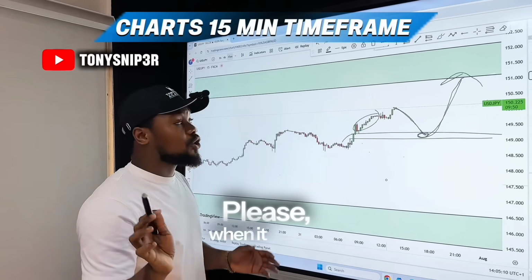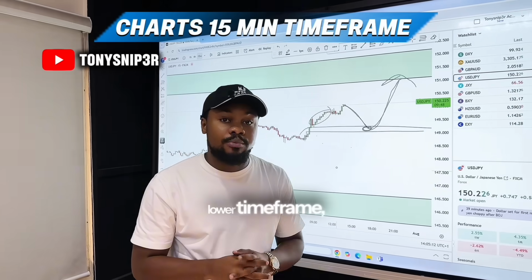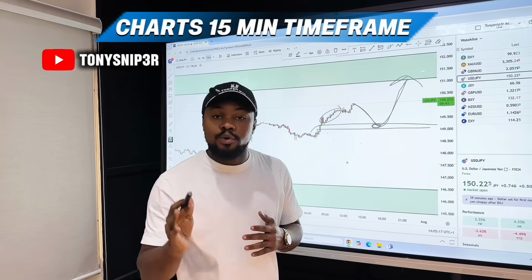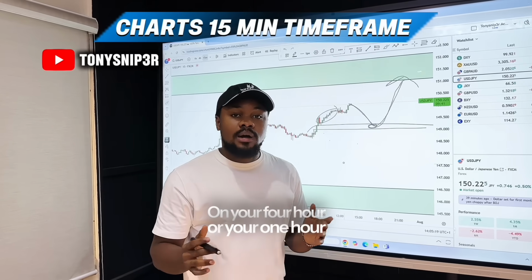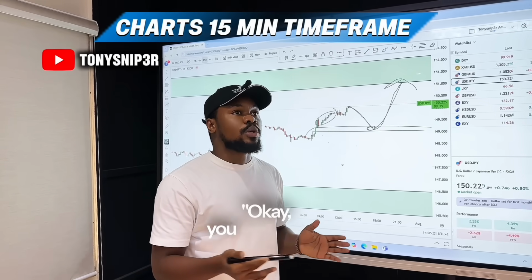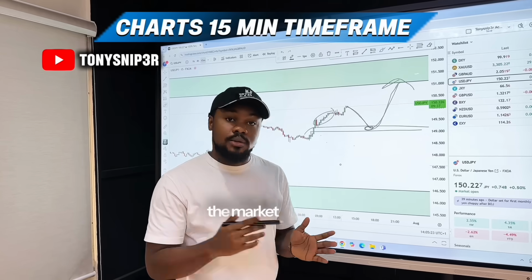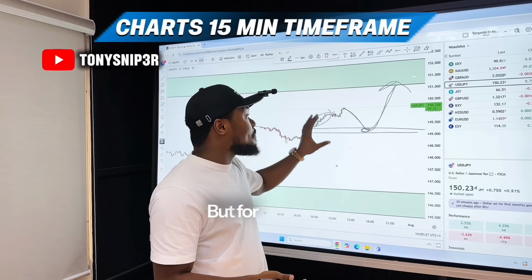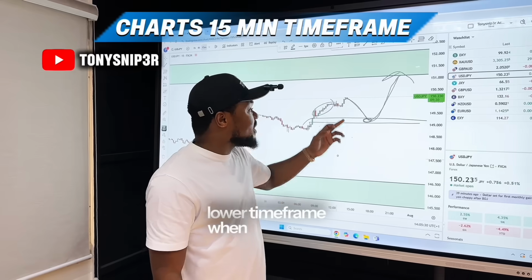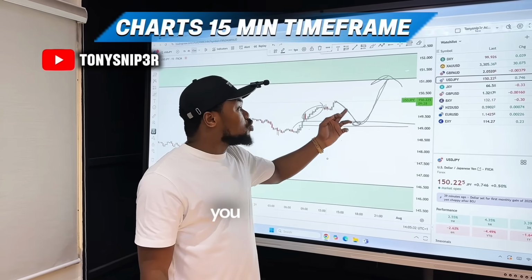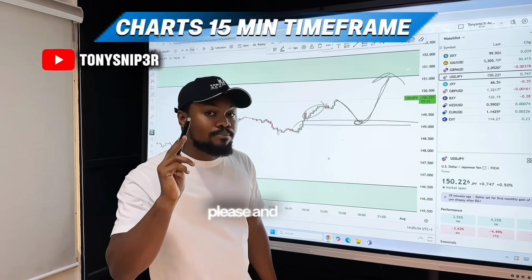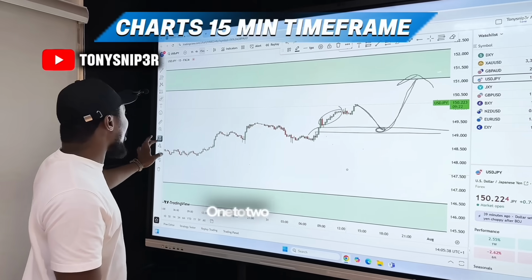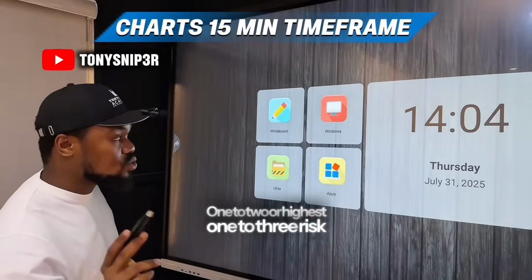Please, when it comes to marking key levels on your lower time frame, you need to be very reactive and not predictive. On your 4-hour or your 1-hour or your daily, you can say, okay, you wait for like 3 days, 4 days. When the market comes to that zone, then you wait for what? A buy or a sell. But for marking key levels on lower time frame, when the market comes to that level, please, if you're buying or selling, only target what? 1 to 2 or highest 1 to 3 risk to reward ratio.